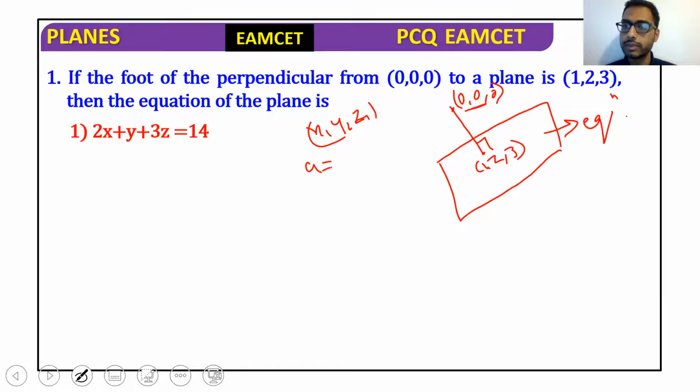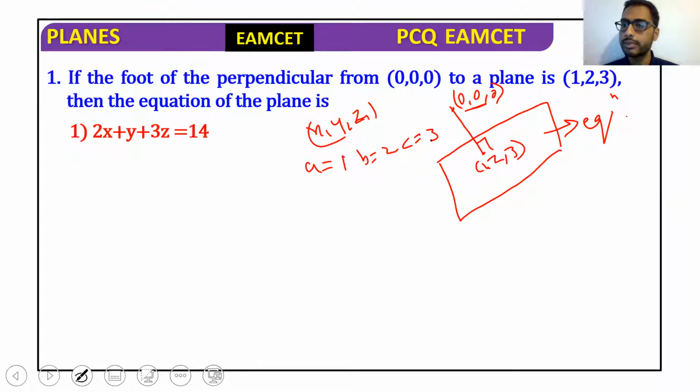So in this case, it would be 1 minus 0, that is again 1, then 2 minus 0, that is 2, and 3 minus 0, which is 3. So I'll get my direction ratios: A is equal to 1, B is equal to 2, and C is equal to 3. Now I have my point and I have my direction ratios. Can I get equation of line, or sorry, equation of plane?